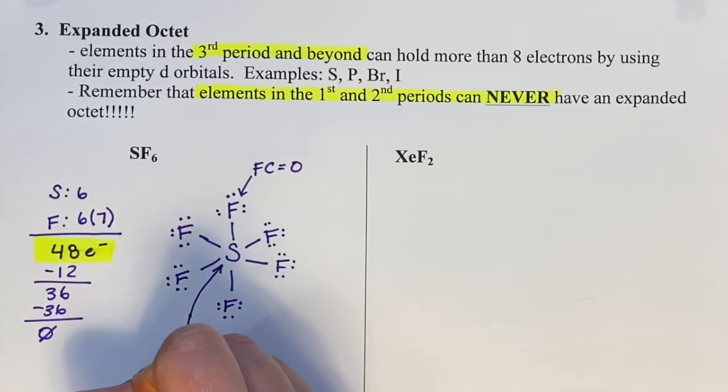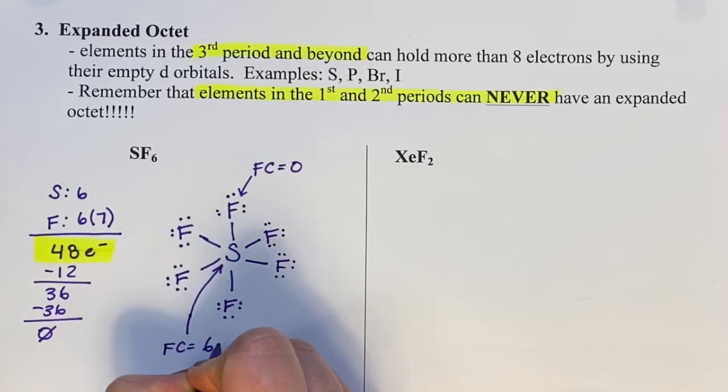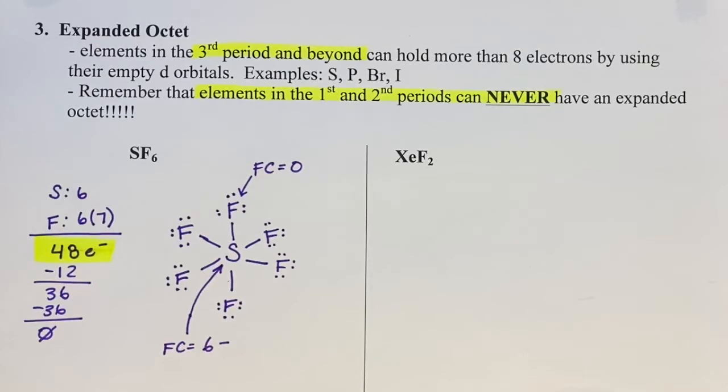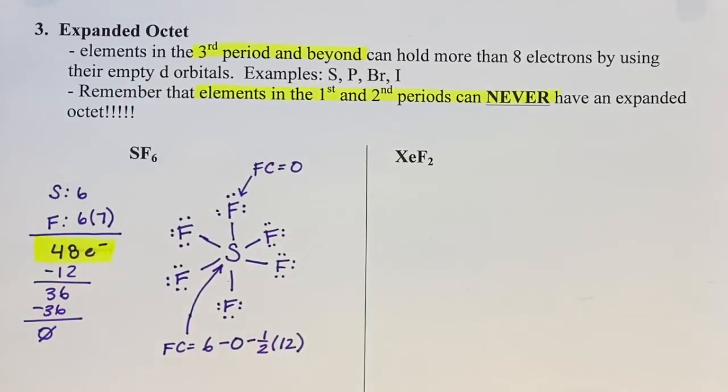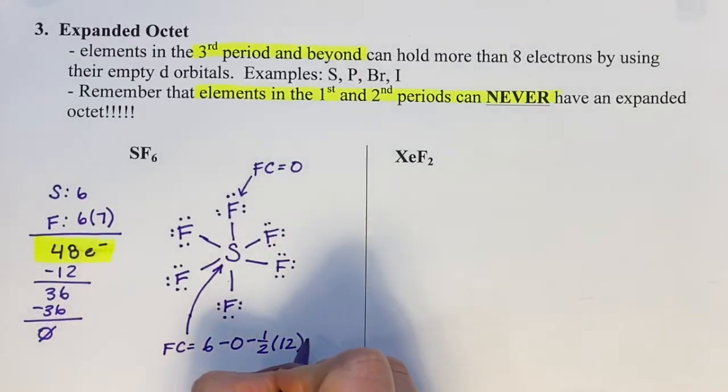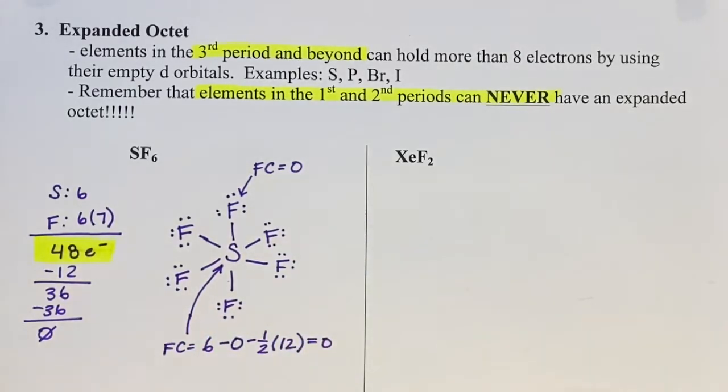If I calculate the formal charge on the sulfur, sulfur comes to this structure with 6 valence electrons. In this structure, it sees 0 electrons in lone pairs, and it sees 12 electrons in bonds. So 6 minus 0 minus half of 12 gives me a formal charge of 0. So when we understand why sulfur hexafluoride is a molecule that exists, it has to do with the fact that the sulfur, even though it's expanded its octet, has maintained a formal charge of 0. That means that the sulfur is happy with the electron density that it sees.